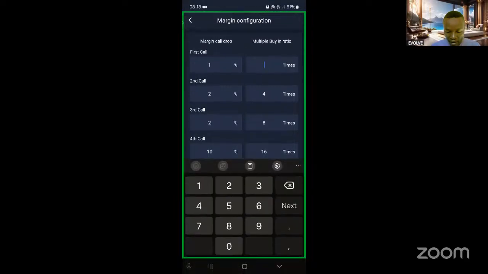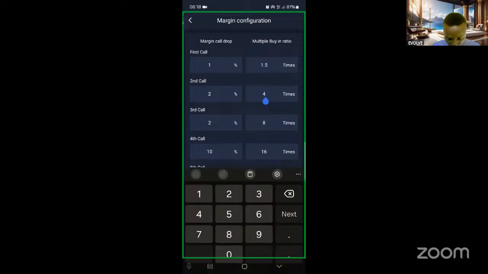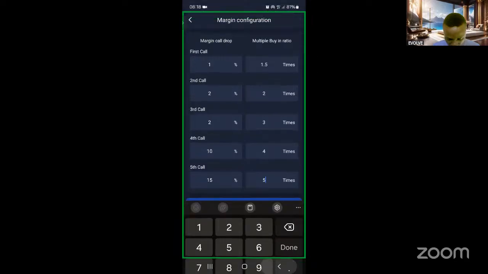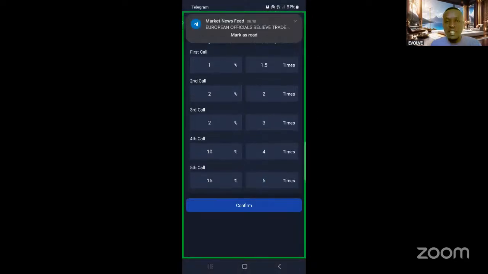Now, we have another one, which is the custom. Custom, we put 1.5, 2, 3, 4, 5. We keep increasing the money as the market goes down slowly. And we get more aggressive in our last purchases.